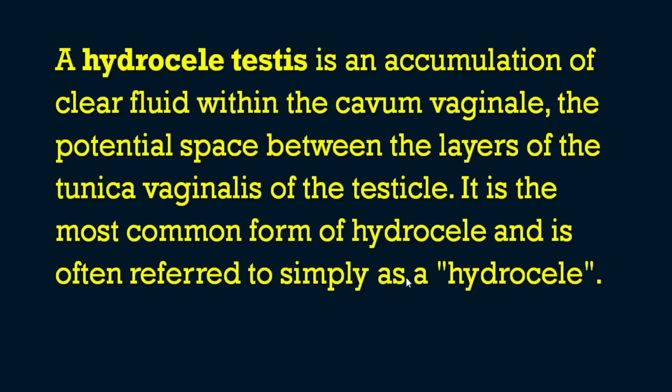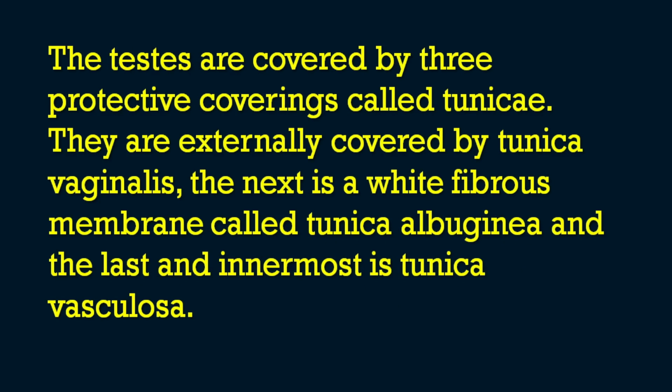So we have to understand which are the layers of the testis, then only can we answer these questions. The testes are covered by three protective coverings called tunicae. Externally, they are covered by the tunica vaginalis, that is the external cover. Next comes the white fibrous membrane called the tunica albuginea. Then comes the innermost layer, known as the tunica vasculosa. Remember these three points: the tunica vaginalis is the outermost covering, then the white fibrous tunica albuginea, and the innermost one is the tunica vasculosa. So the question regarding hydrocele is about the tunica vaginalis level. That's all regarding that informative question.